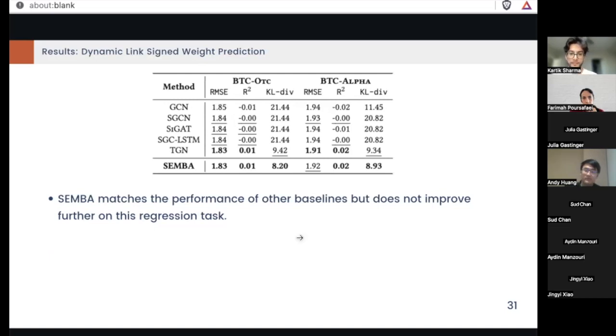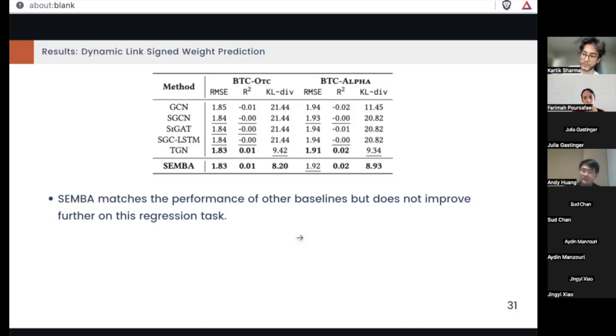And so one technical detail: do you still train with the negative sampling from the TGN? Because in TGN they train with positive and negative sampling. But this, I guess, is just like signed weight. So no, I don't think we do. We just use RMSE on the labels, or on the weights.